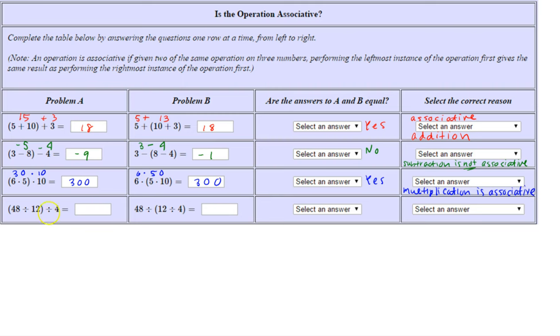Now we have one more problem, and it's with the operation of division. So first, in this case, we'll need to do 48 divided by 12 first, which is 4, and 4 divided by 4 is 1. Here we need to do 12 divided by 4 first. Well, 12 divided by 4 is 3, and 48 divided by 3 is 16. So notice again, these answers are not equal, and the reason is division is not associative.